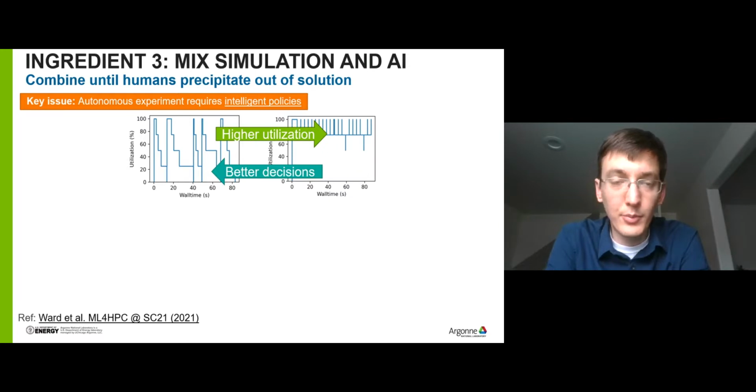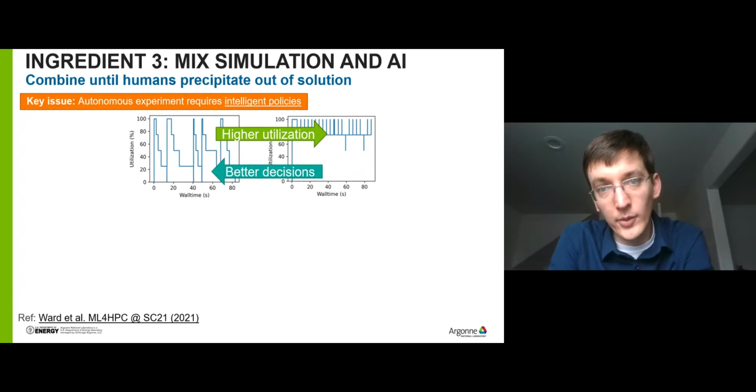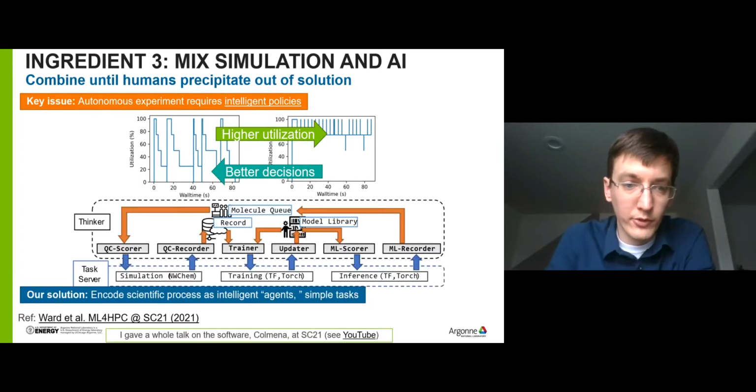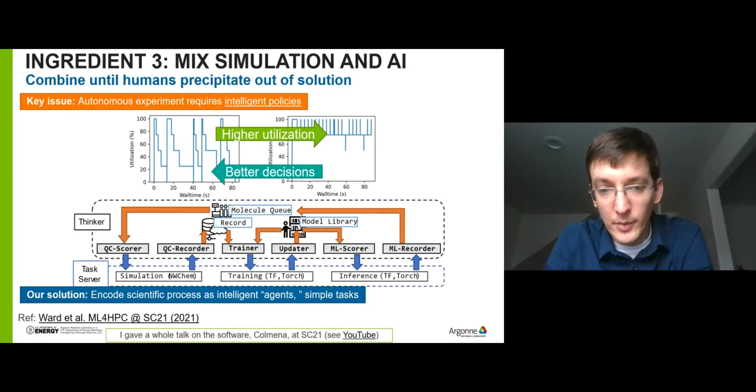Now, expressing these policies becomes a challenge, because you can imagine that these are not the only two we could come up with. I could say, what if I retrained my model not very frequently? I only did it when I found I've drifted to a part of molecular space that I'm not very good at predicting. So in order to build up these complex policies, we've created a software system called Colmena, which I talk about in a presentation you can find on YouTube.